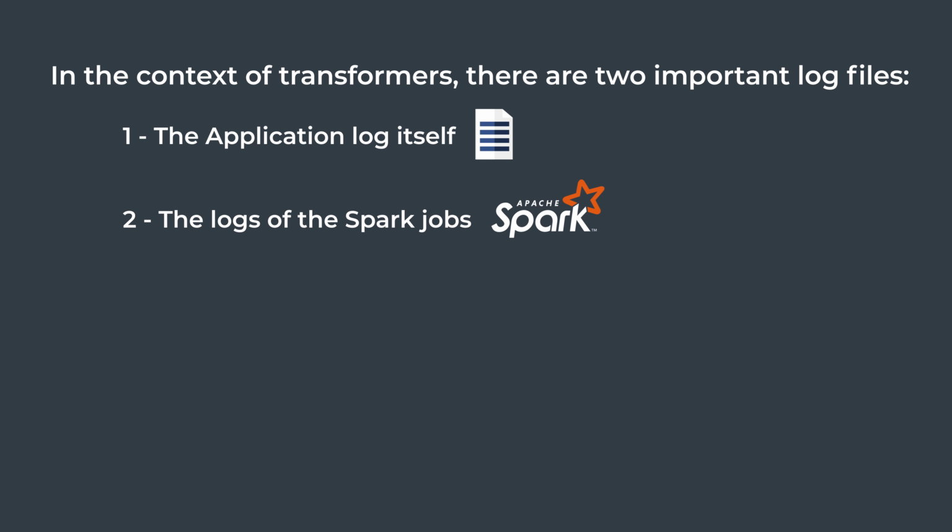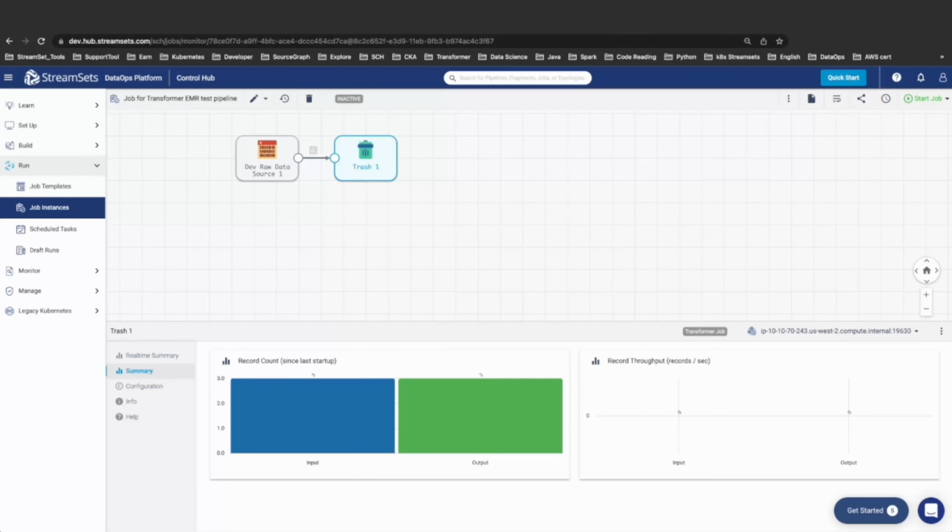As we know, the real computation with the transformer happens in the underlying Spark cluster, and so in many scenarios we want to check the Spark logs to fix the problem. Let's take a look at the transformer log files.